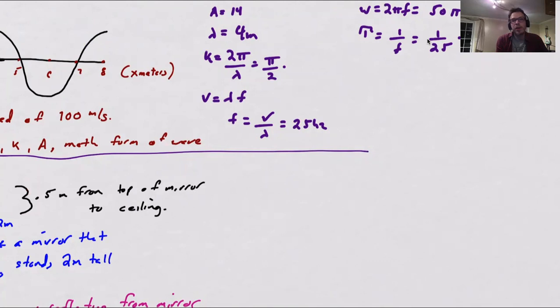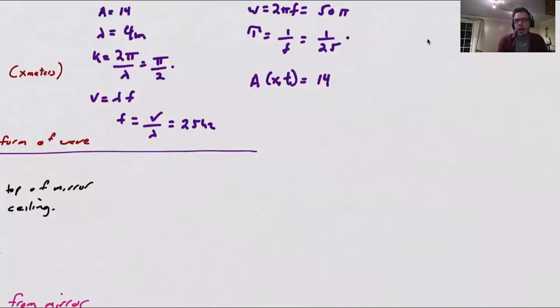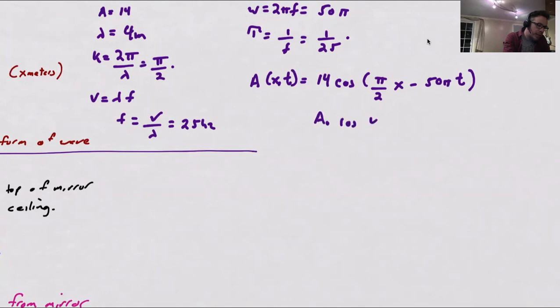Last but not least, if we know all these quantities, we can put this into its standard mathematical formula. A as a function of x and t then is the amplitude 14 times the trig function, which we've already discussed. Here is cosine. K, which is pi over 2, times the variable x, minus omega, 50 pi, times the variable t, and we have it. Yes, A0 cosine of kx minus omega t is the standard form, and there we have it out.